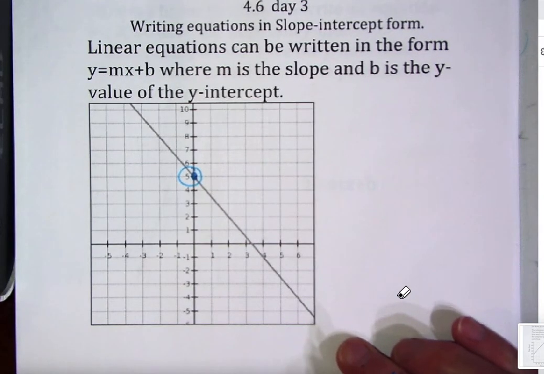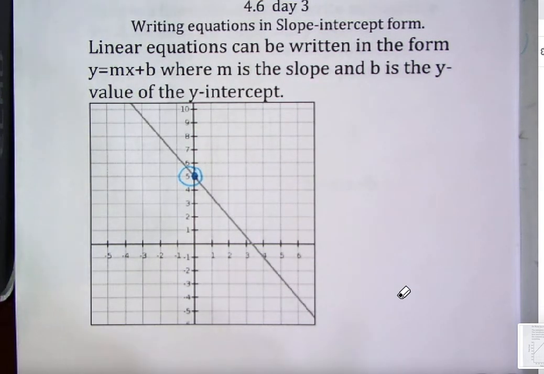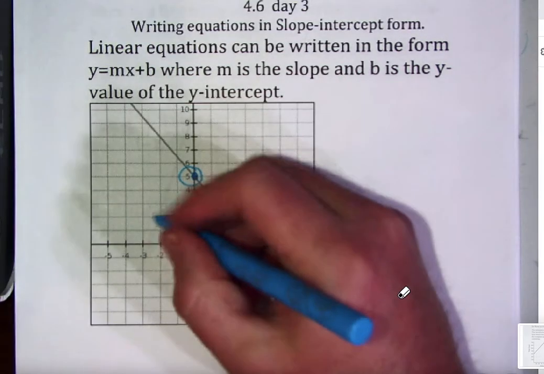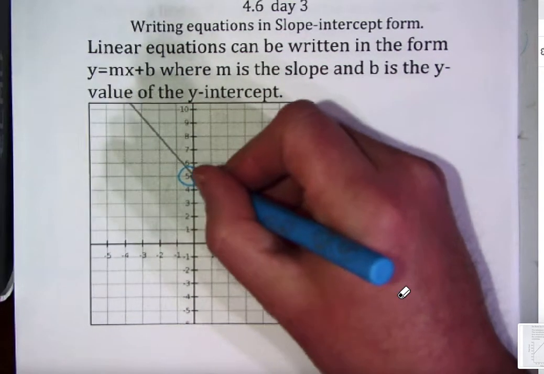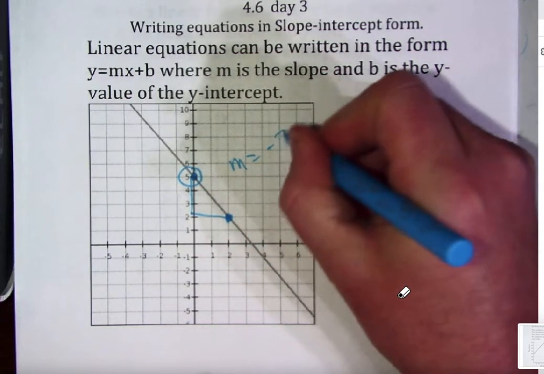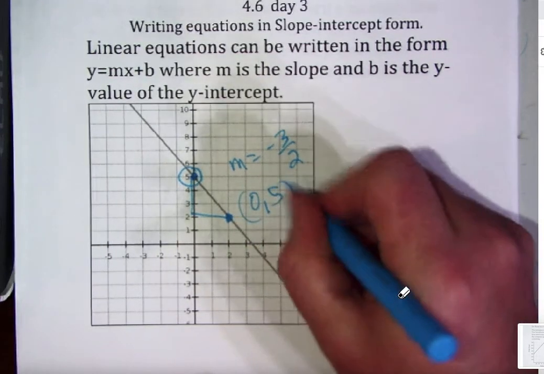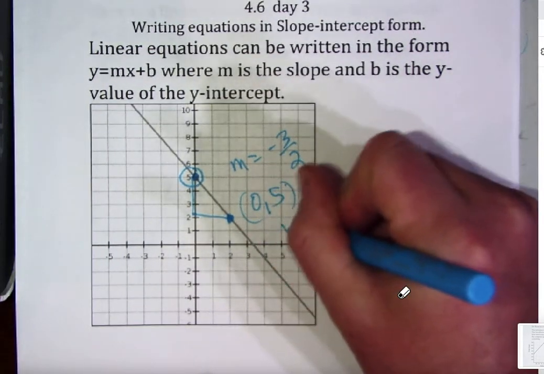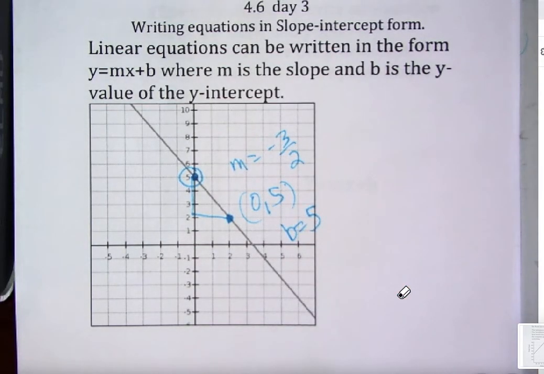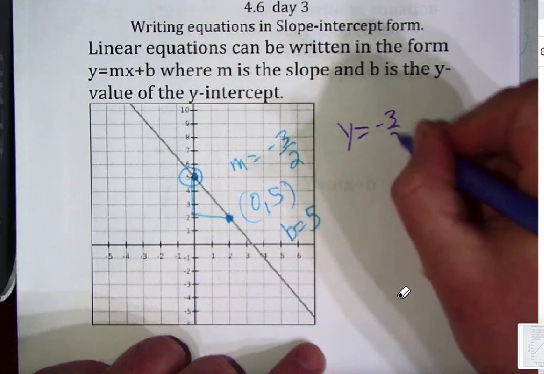This is the same line we just saw earlier. We just have to identify the slope and y-intercept. Right? We know the slope of this line is -3 over 2. The y-intercept is 0, 5, so we only care about the b, which is 5. And now, you should all be good.